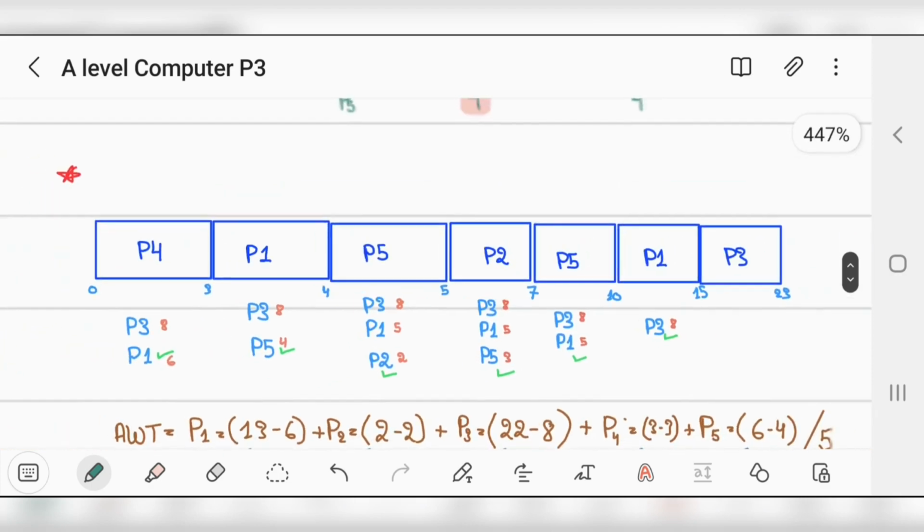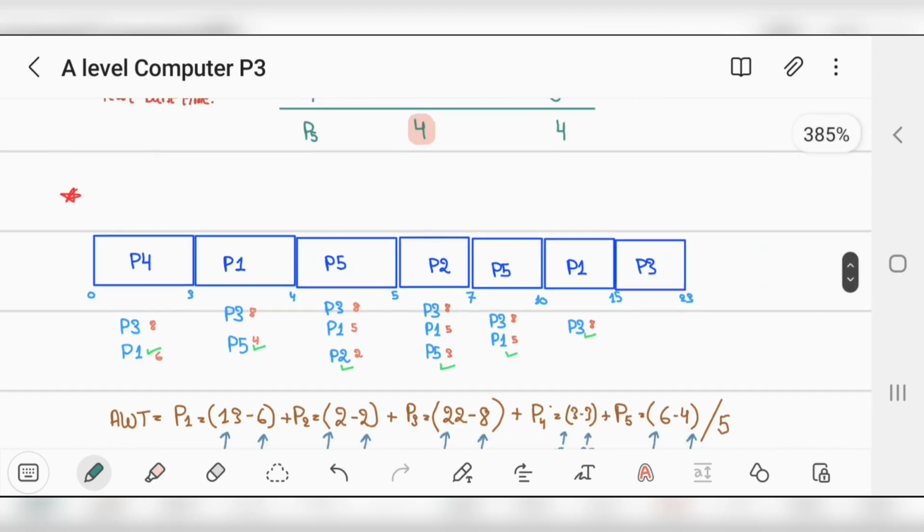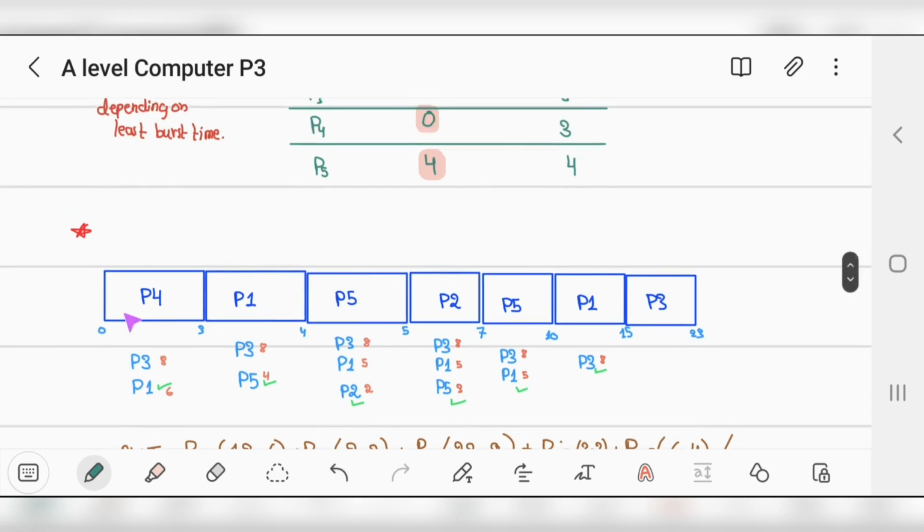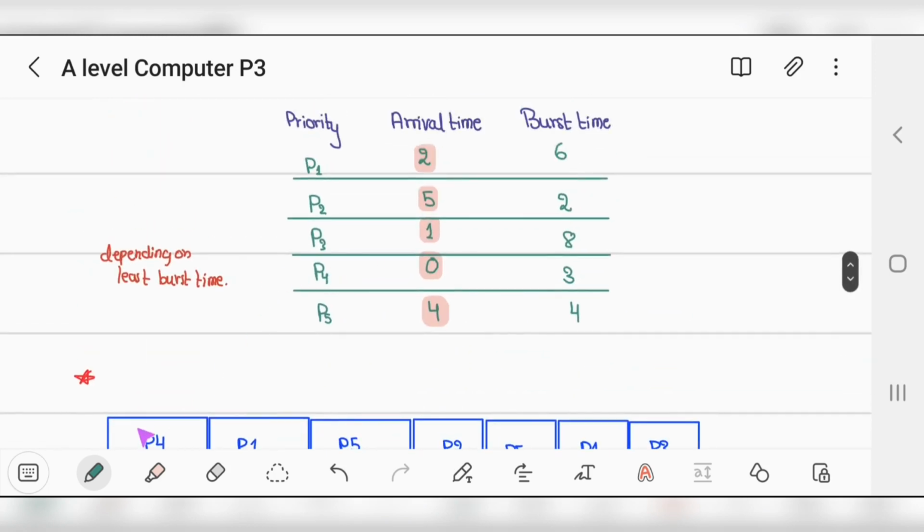You will have to see each and every second how much burst time each process has left and which process has come. For example, during these 3 seconds, first of all P4 was executed. After 1 second P3 came. You compare them. If P1 had the least burst time, it would just come in and P4 would drop out. It would interrupt, because it has the least burst time. But since it has the greatest burst time, P4 will keep on continuing.